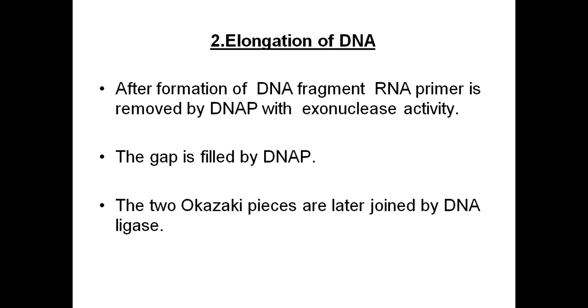Okay, so this exonuclease activity of DNA polymerase cuts the RNA primer once the DNA synthesis is over, and the gap is filled by DNA polymerase again with dNTPs, means deoxyribonucleotides. The two Okazaki pieces on the lagging strand are later joined by the DNA ligase. This is how the elongation process of DNA takes place on the leading strand and lagging strand.